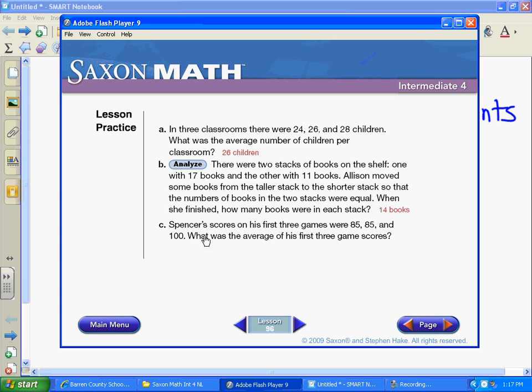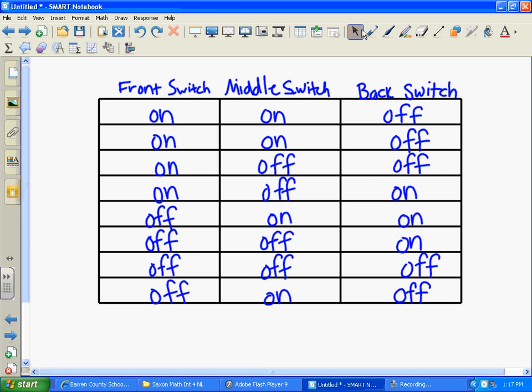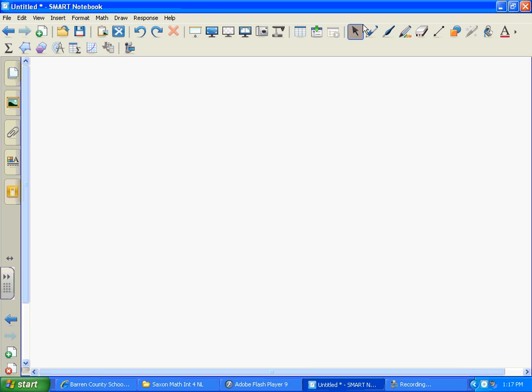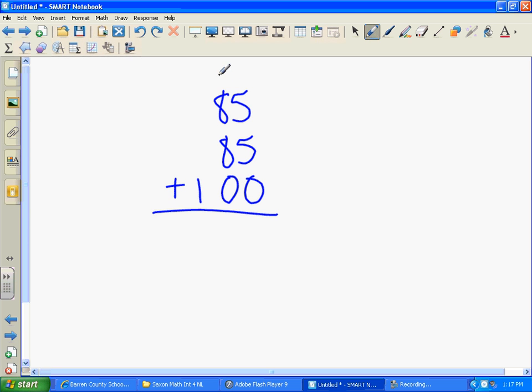Let's look at C. Spencer's scores on his first 3 games were 85, 85, and 100. What was the average of his first 3 game scores? So I know this is talking about a game, but you could think of this in terms of grades, okay? This is really going to help you. So we're going to add 85, 85, and 100. So here we have 5 and 5 is 10. 8 and 8 is 16, plus 1 is 17, and 1 and 1 is 2.